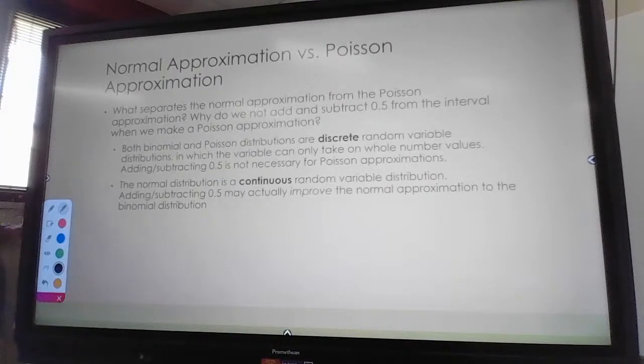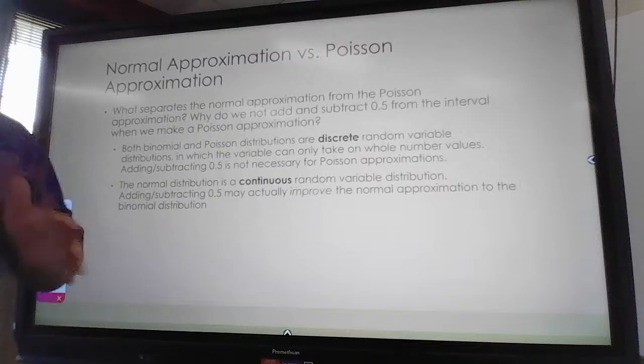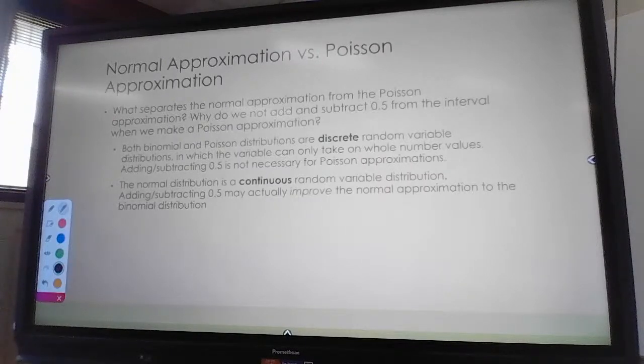Now, normal approximations are not the only types of approximations that we covered when it comes to binomial distributions. We also did a Poisson distribution. What separates the normal approximation from the Poisson approximation? When we add and subtract 0.5 for the normal approximation, why didn't we do that for a Poisson approximation? Well, first, both binomial and Poisson distributions are discrete random variable distributions, which means that those values of r can only take whole number values. So adding and subtracting 0.5 is not actually necessary.